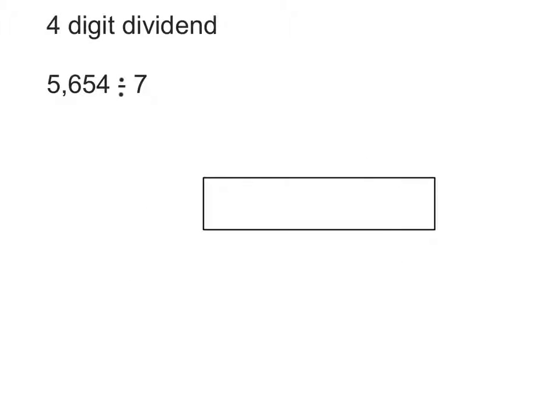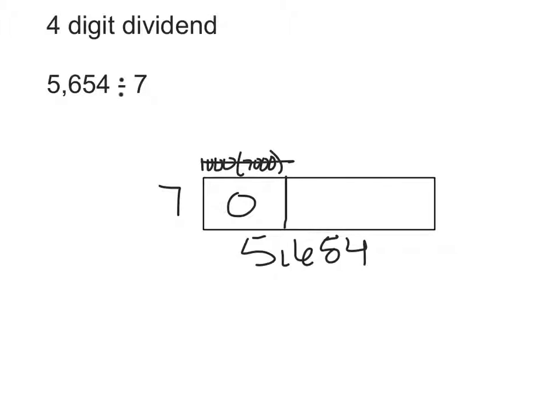Okay, lastly we're going to do a 4-digit dividend, and I tend to make my area models just slightly longer so I have room to work. This time we're going to divide 5,654 by 7. So my dividend still goes on the bottom and my divisor on the side. And this time, since I have 4 digits, I'm going to start with 1,000. So 1,000 times 7 is 7,000. Well, that's too much, so there's going to be 0 thousands. And I move on to my hundreds.